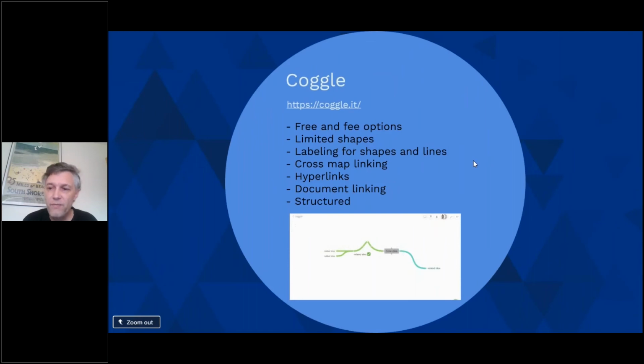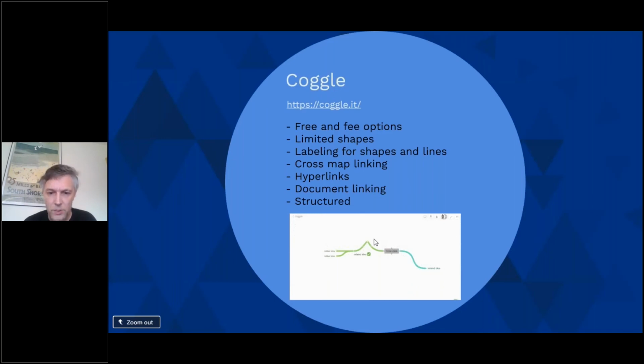Now, Coggle has a free and a fee version. The fee-based version gives you more options, more maps, more images. This one tends to be very limited in its shapes. This is much more on the concept mapping side when comparing the two than Draw.io that we looked at. It does allow for cross-map linking. Many do not, and for me, I find that frustrating.